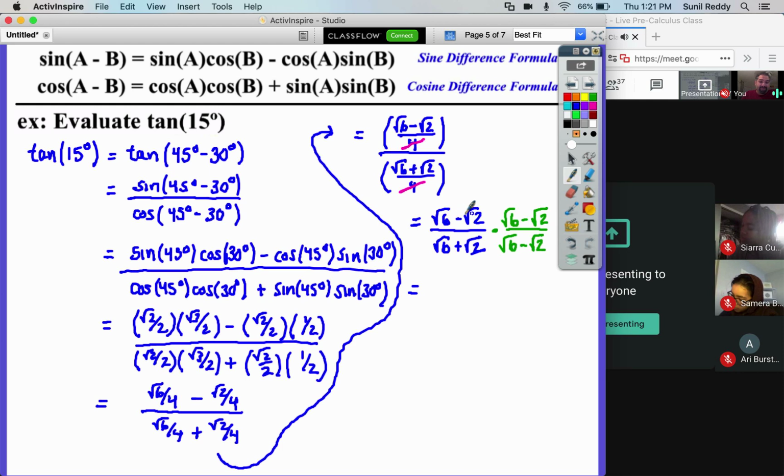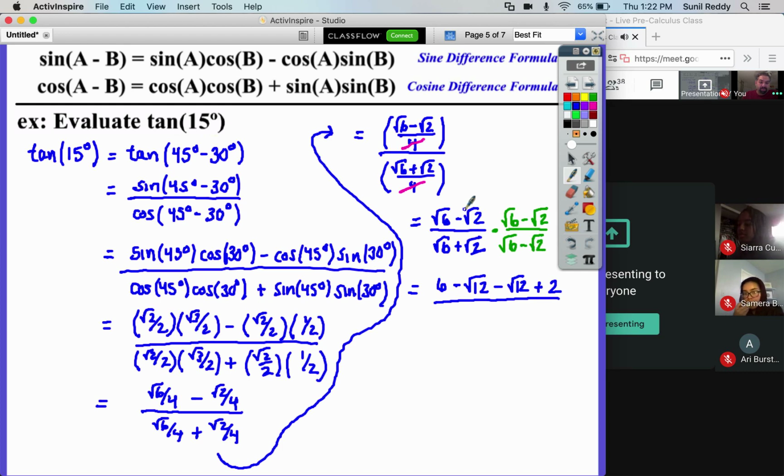So now up top, if I FOIL, root 6 times root 6 would give me 6, or if you prefer, that's root 36, which then you can make a 6. Root 6 times negative root 2 is going to give me negative root 12. Remember, although I can't add or subtract radicals together underneath, I can multiply underneath or divide underneath when you're using radicals. The negative root 2 times the positive root 6 is going to give us another negative root 12. And the last term's negative root 2 times negative root 2 is going to give me a positive 2, or if you prefer, a positive root 4, but square root 4 is just 2. So that numerator now is FOILed out.